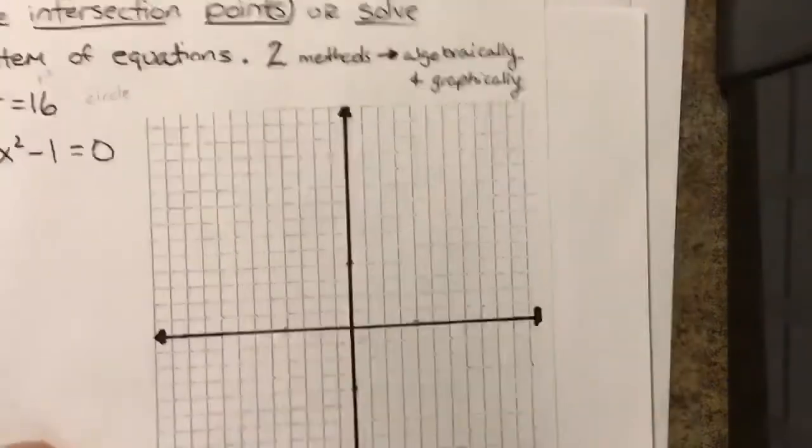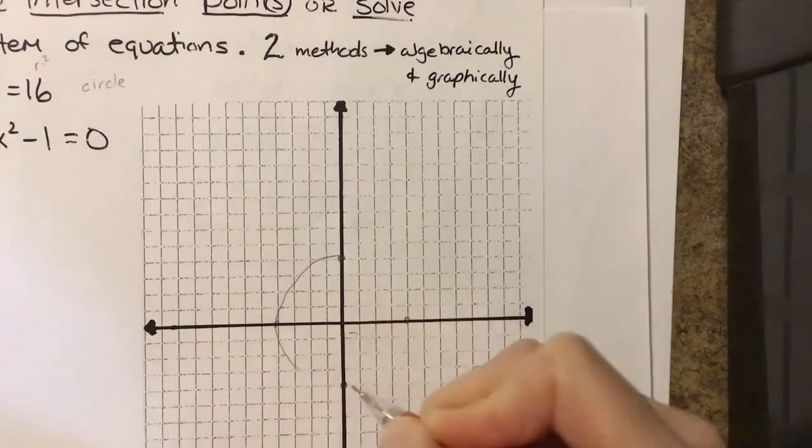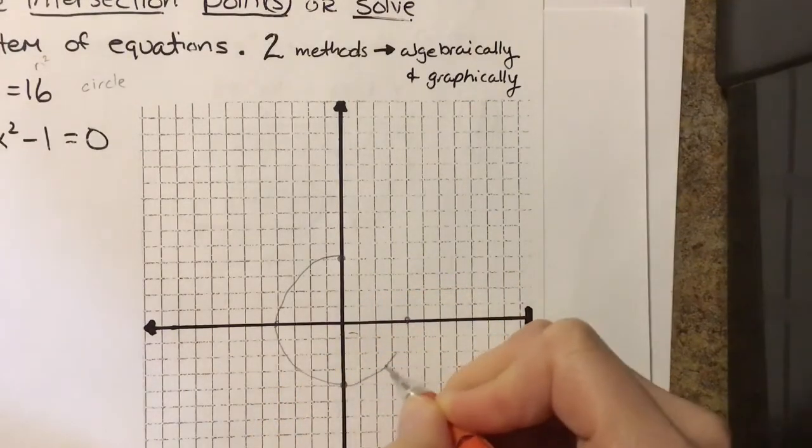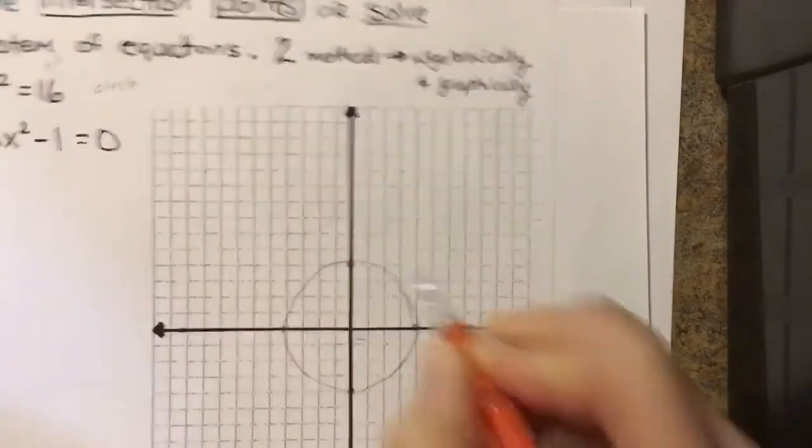4. So we have a circle. Let's see if I can draw a better circle this time. I'm not counting on it. Do the best I can. All right. Here's our circle.